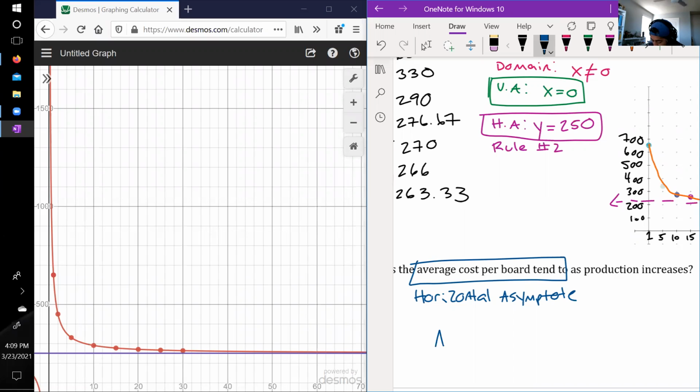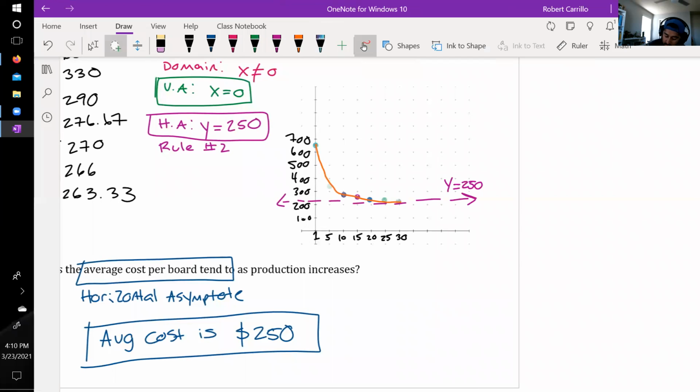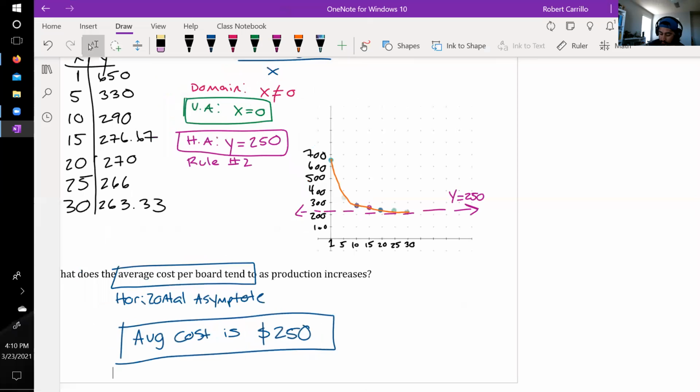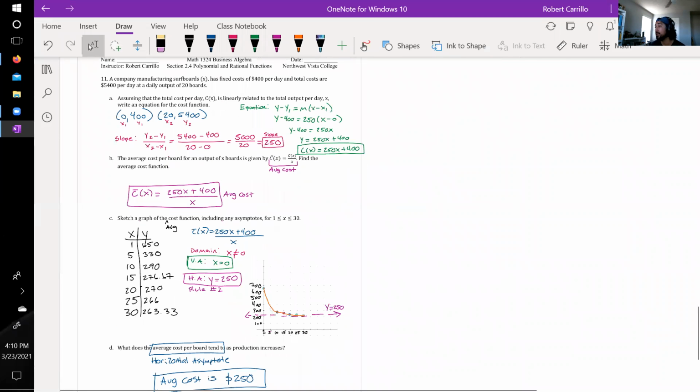And the average cost is going to tend to $250 per board. So the more we make these boards, the more the cost will decrease, assuming that somebody is buying them. So we'll say average cost is $250. There you go. All right. And that is 2.4. Any questions on this page?